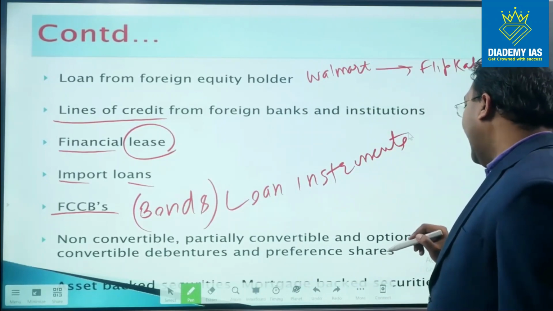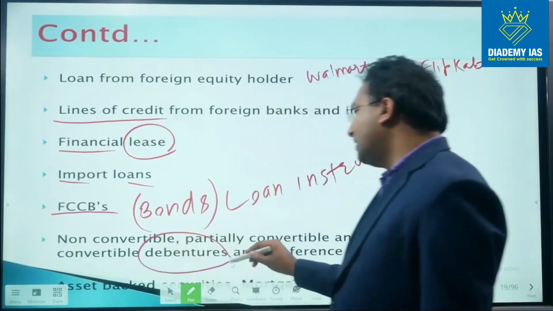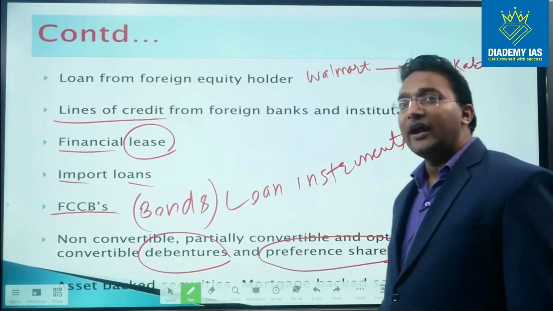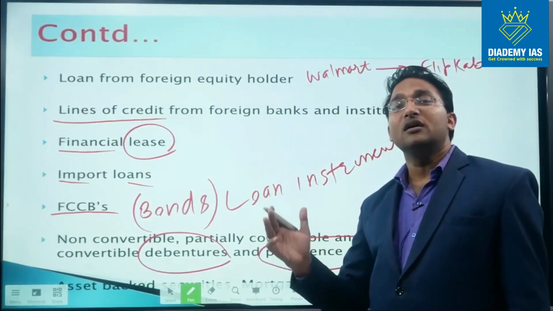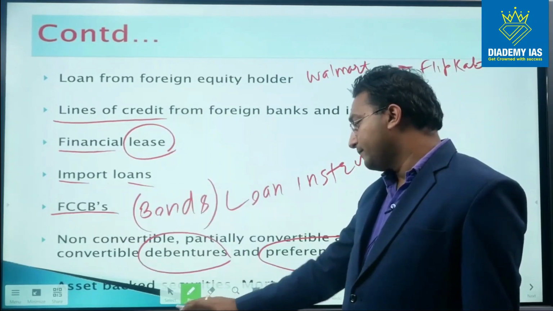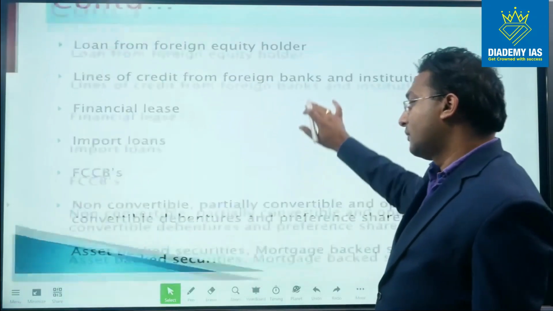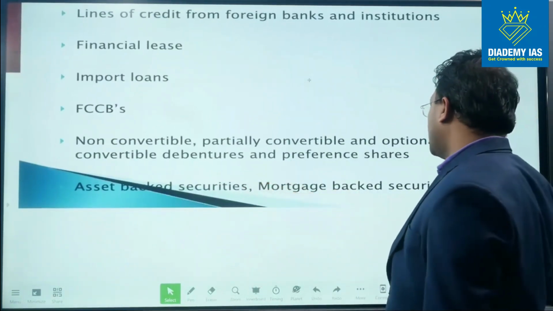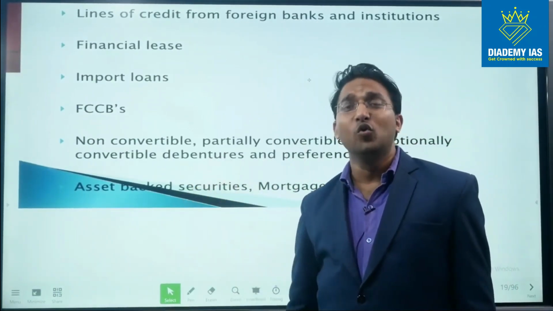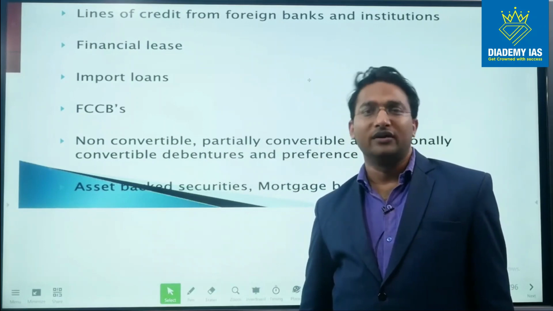Non-convertible, partially convertible and optionally convertible debentures and preference shares. Debentures, again, are the loan instruments. Preference shares are basically those shares in which the preference is given to the holder of the preference shares. So they are part of the ECB also. Asset-backed securities, mortgage-backed securities. I would suggest don't get into the details. In fact, I am going too much into detail. If you remember 5-6 items which I discussed in the previous session, those are more than sufficient.